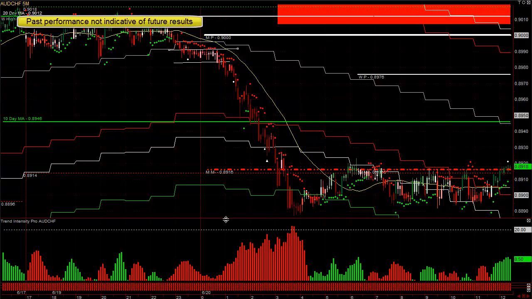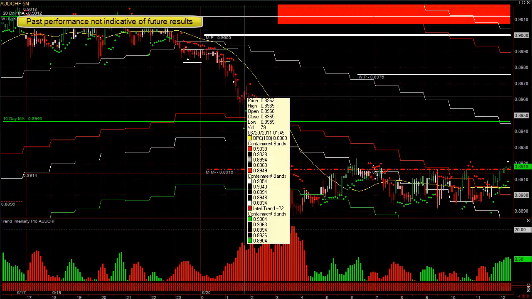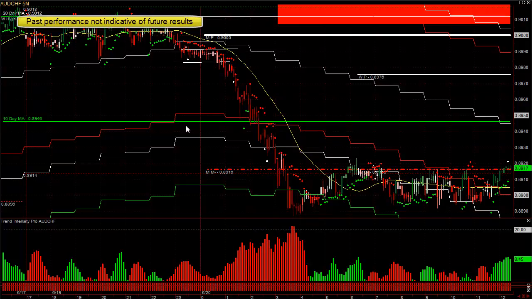The Australian was one of the weakest. The Swiss was one of the strongest. Doesn't take a rocket scientist to sell that. And then you're out of this trade here around 62. So that's 20 something pips.